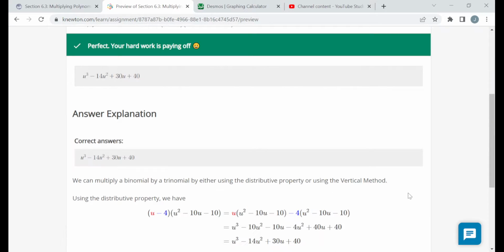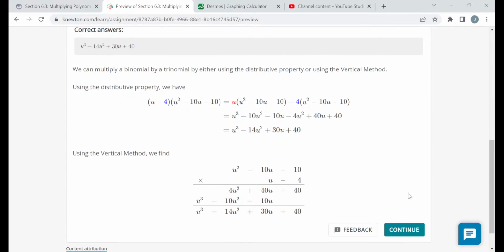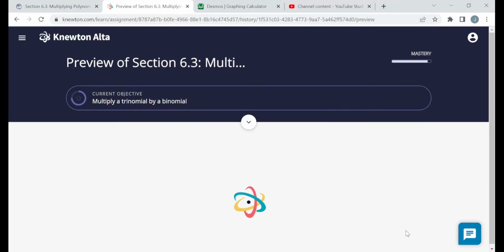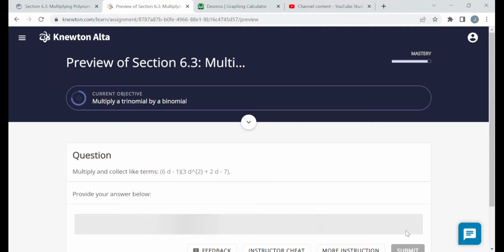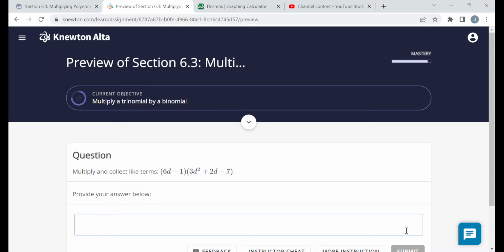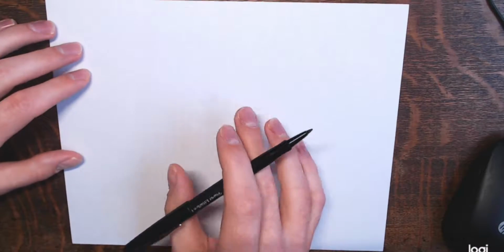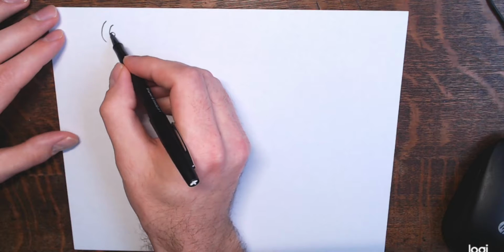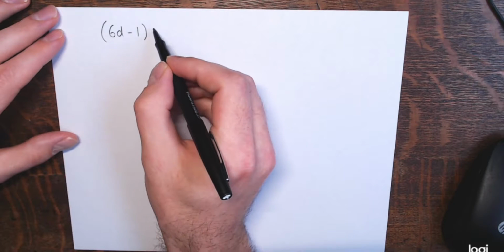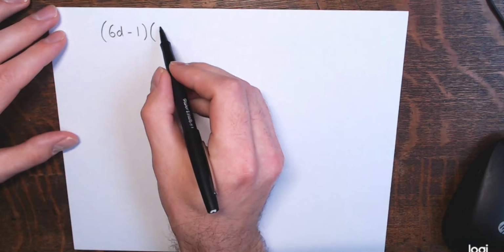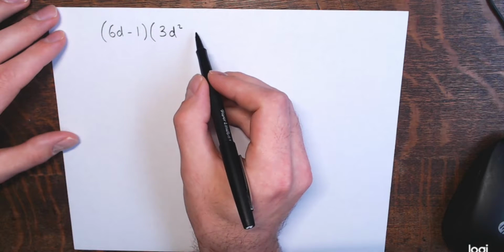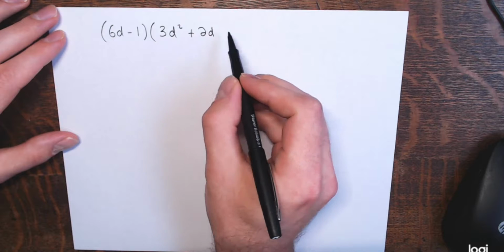Alright, I should have just one more of these with a binomial times a trinomial. Again, you've seen it, every single time I'm doing a bunch of distribution. I'm distributing until I get a sum of monomials and then combine like terms. Alright, so one more problem here, where again I have a binomial times a trinomial. Got 6d minus 1 times 3d squared plus 2d minus 7.